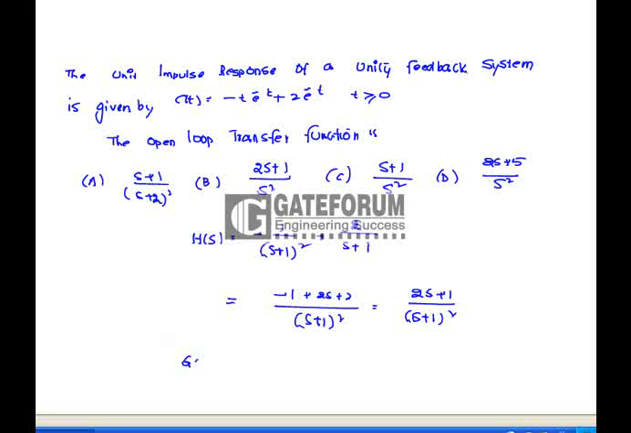We have to find the open loop transfer function, that is G(s). We get (2s+1) by (s^2+2s+1), subtract the numerator from the denominator. We get (2s+1) divided by s^2. That is, option B is correct.